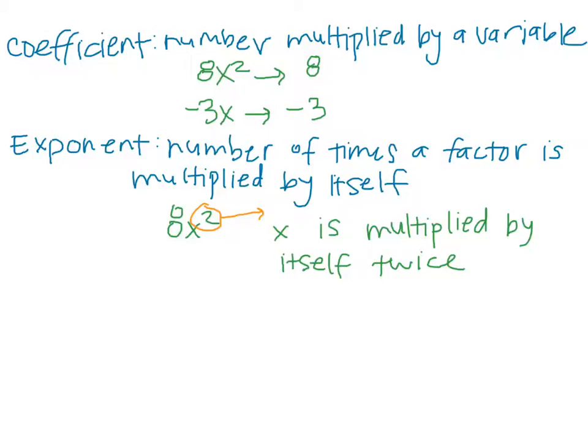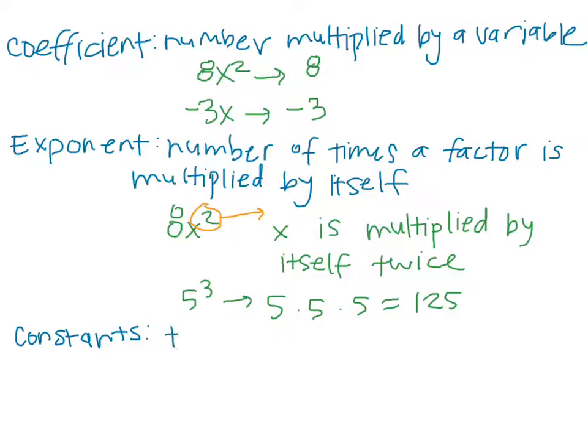Another example would be if I had 5 to the 3rd power. That 3 is telling me that I have 5 times 5 times 5. Or in other words, I have 125. Our last vocabulary word for now is constants. C-O-N-S-T-A-N-T-S. Constants are terms that do not contain a variable.